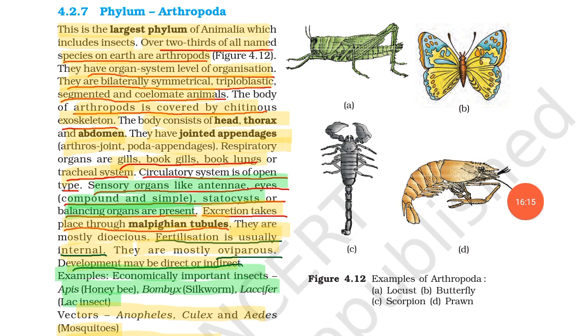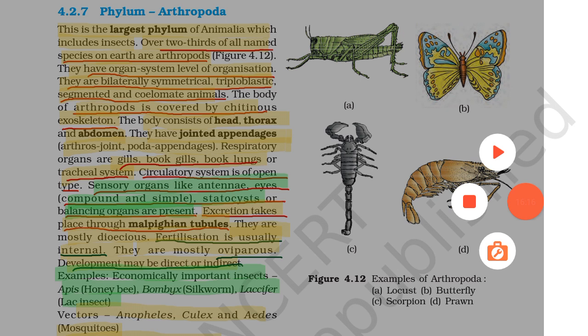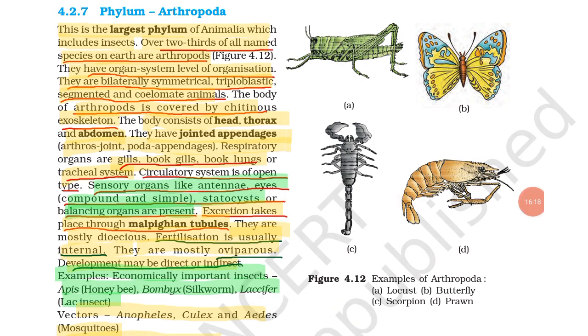The next is, the body consists of head, thorax and abdomen. So look at the figure given here, 4.12, in locust. They have head, thorax and abdomen. In scorpion it is more visible. We have head, thorax and abdomen. We can see clearly. They have jointed appendages. Jointed means what? Arthros means joint, poda means appendages. So the phylum is Arthropoda, jointed appendages.